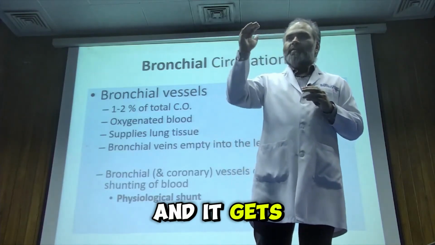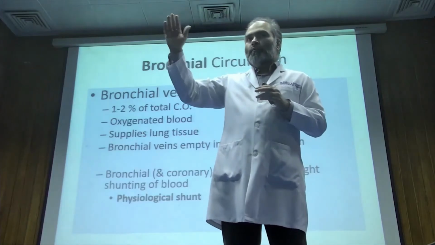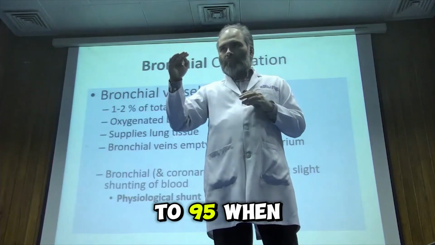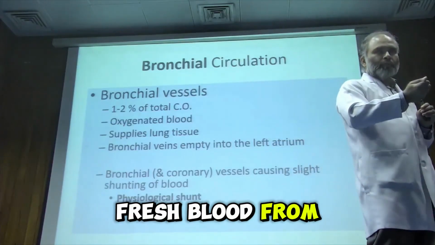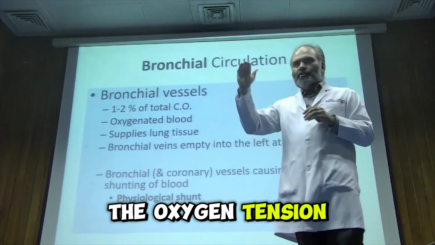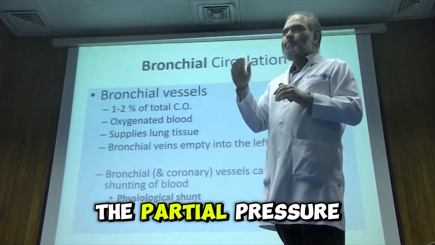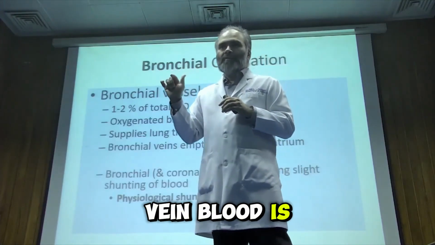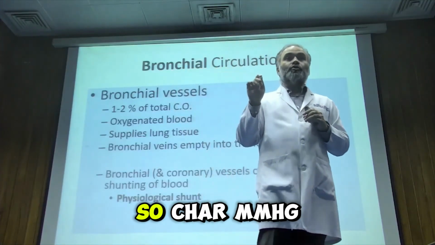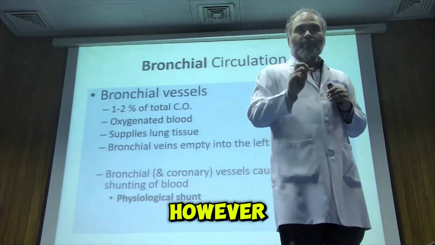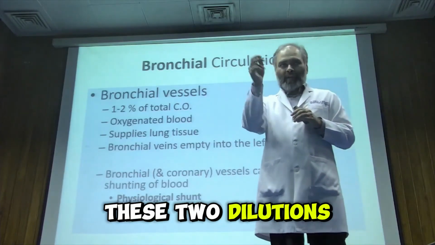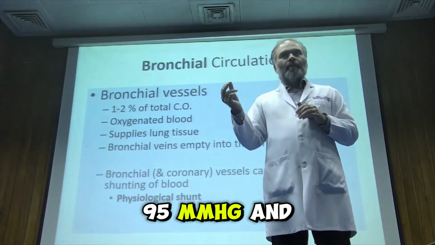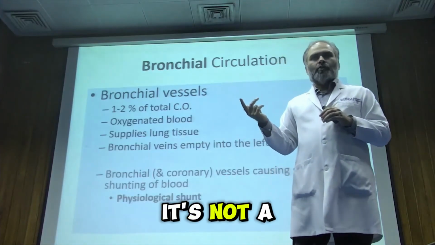And it does. It gets dropped from 104, which is the nice, fresh, full oxygen, to 95. When you bring out fresh blood from the alveoli, the oxygen tension, the PO2, the partial pressure of oxygen in the pulmonary vein blood, is 104 mmHg. However, as soon as these two dilutions happen inside the heart, it drops to 95 mmHg. And this is fine. It's not a lot of drop.